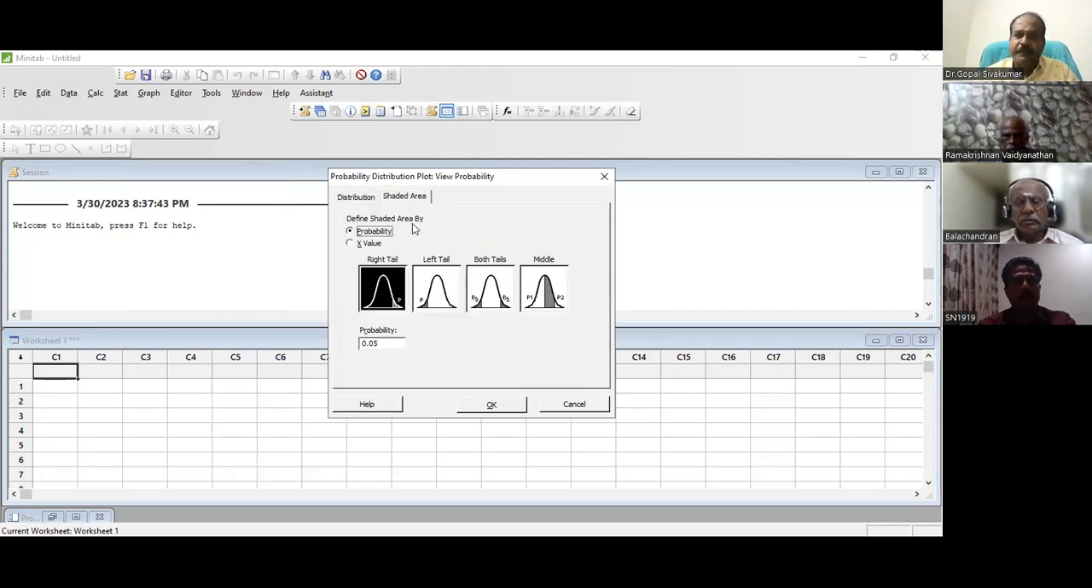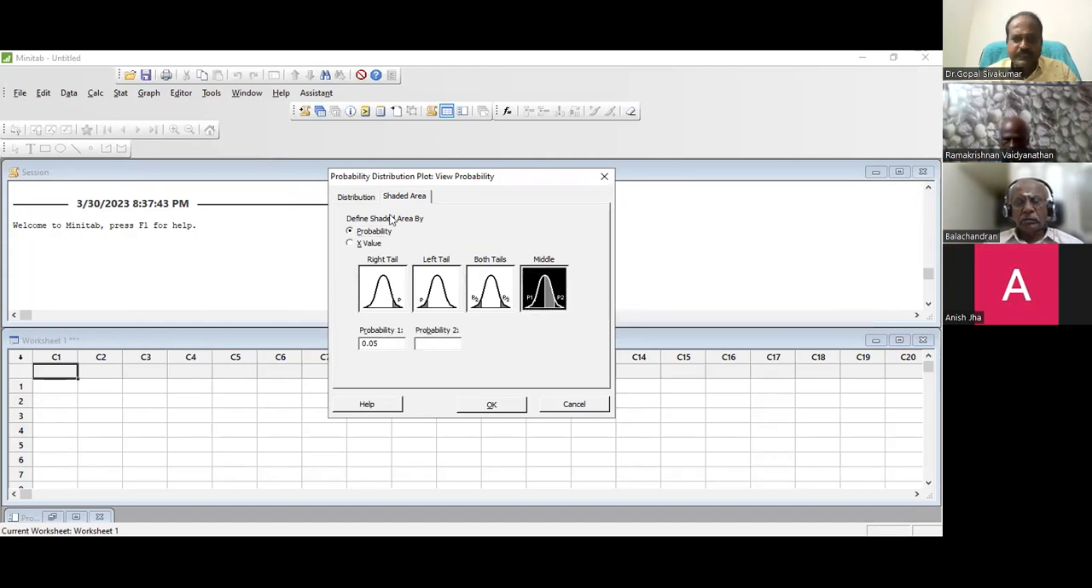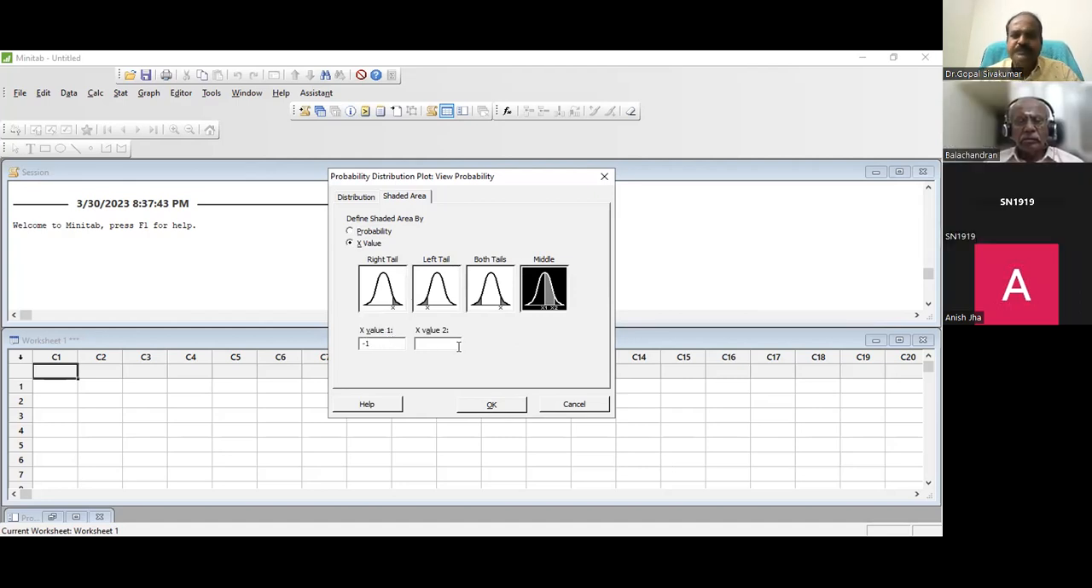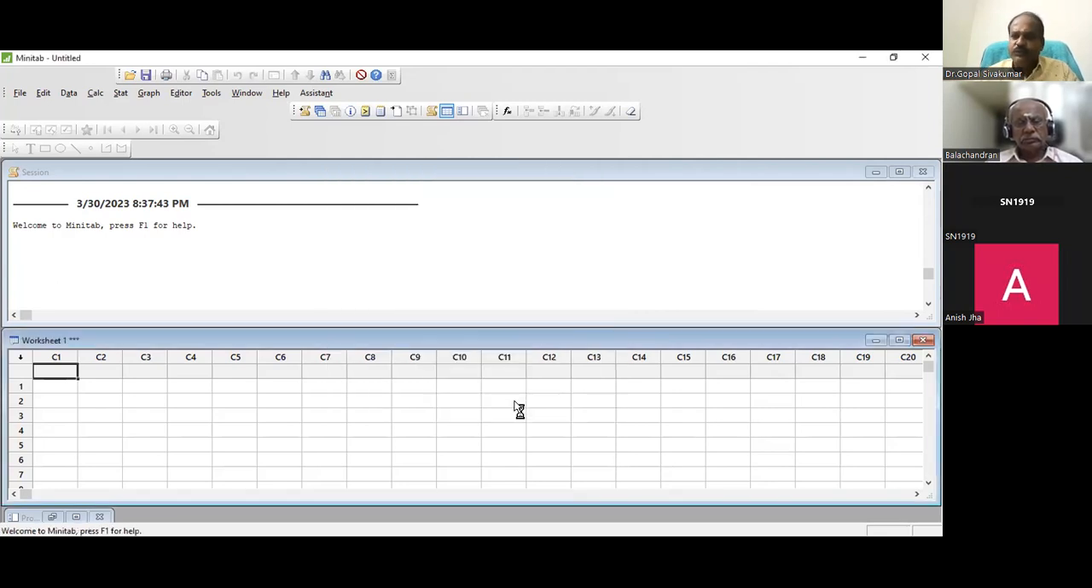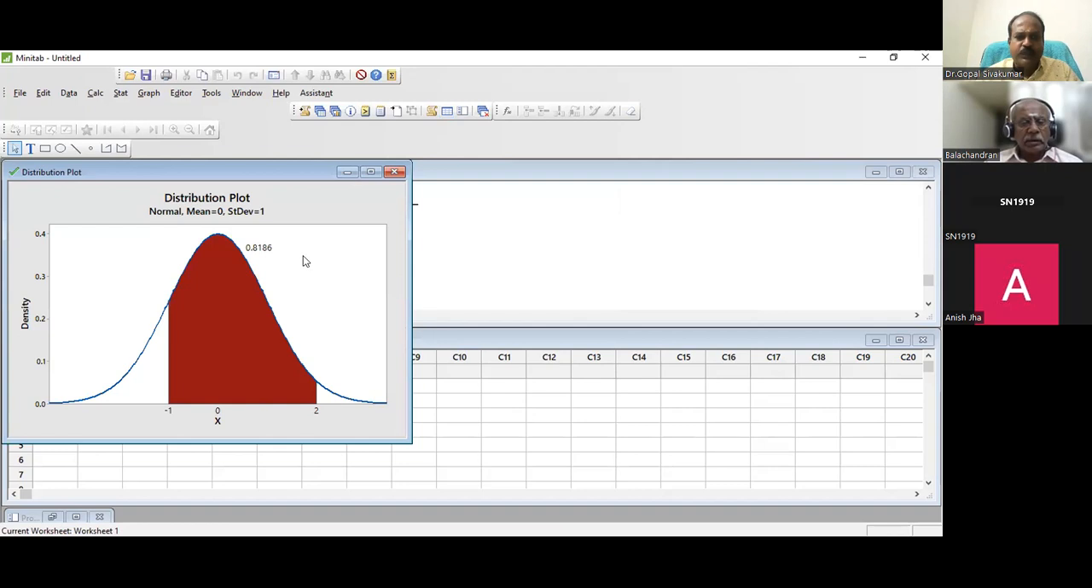Now you go to shaded area and you have to give the X values and you are expected to find out the area inside. That means the last one, middle area, right? And you have to give the X value. Now, what is your X1? What is the question? -1. Area between -1 and +2. That's all. Now everything is done. You don't have to break your head. Straight away you give OK. Minitab will show the area between the 2 points, -1 and +2. What is the area contained? 81.86. If this 81.86 is there, then that will be the answer.